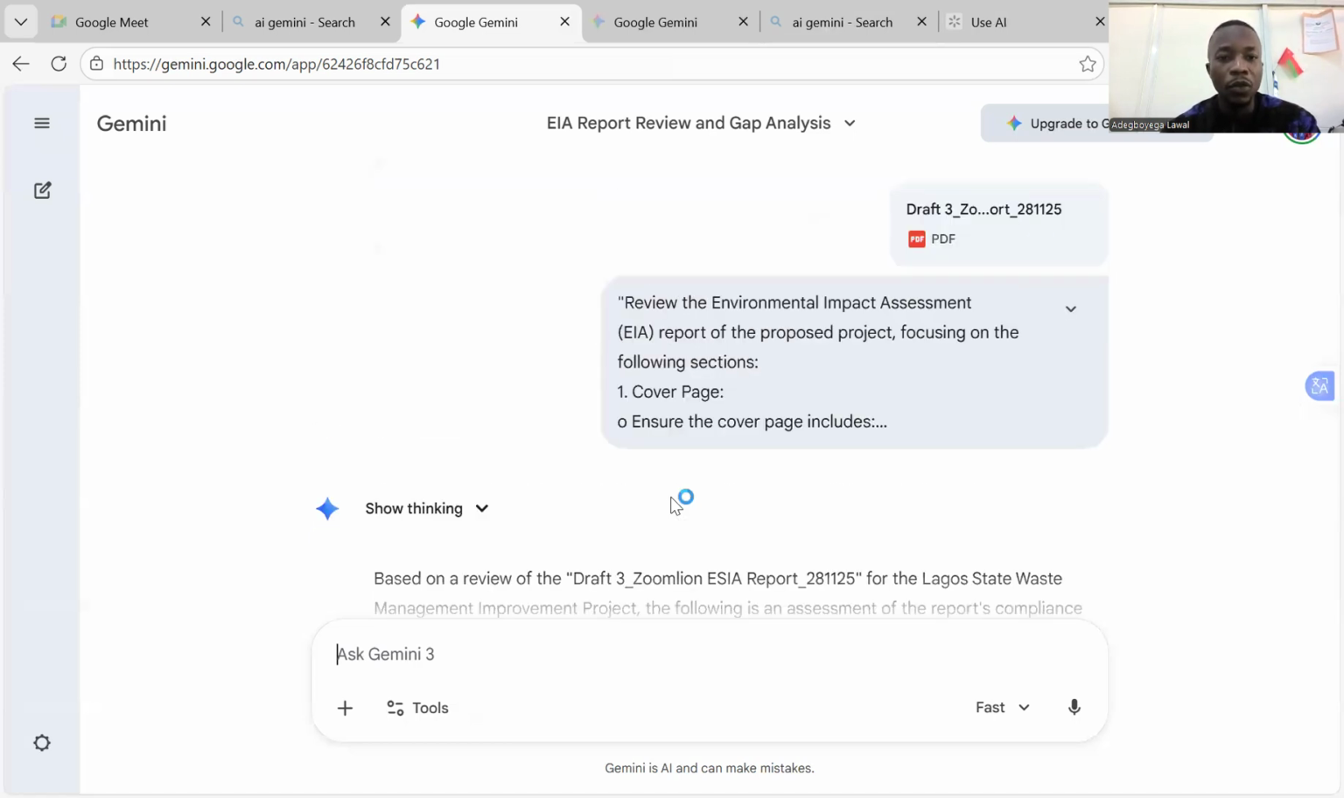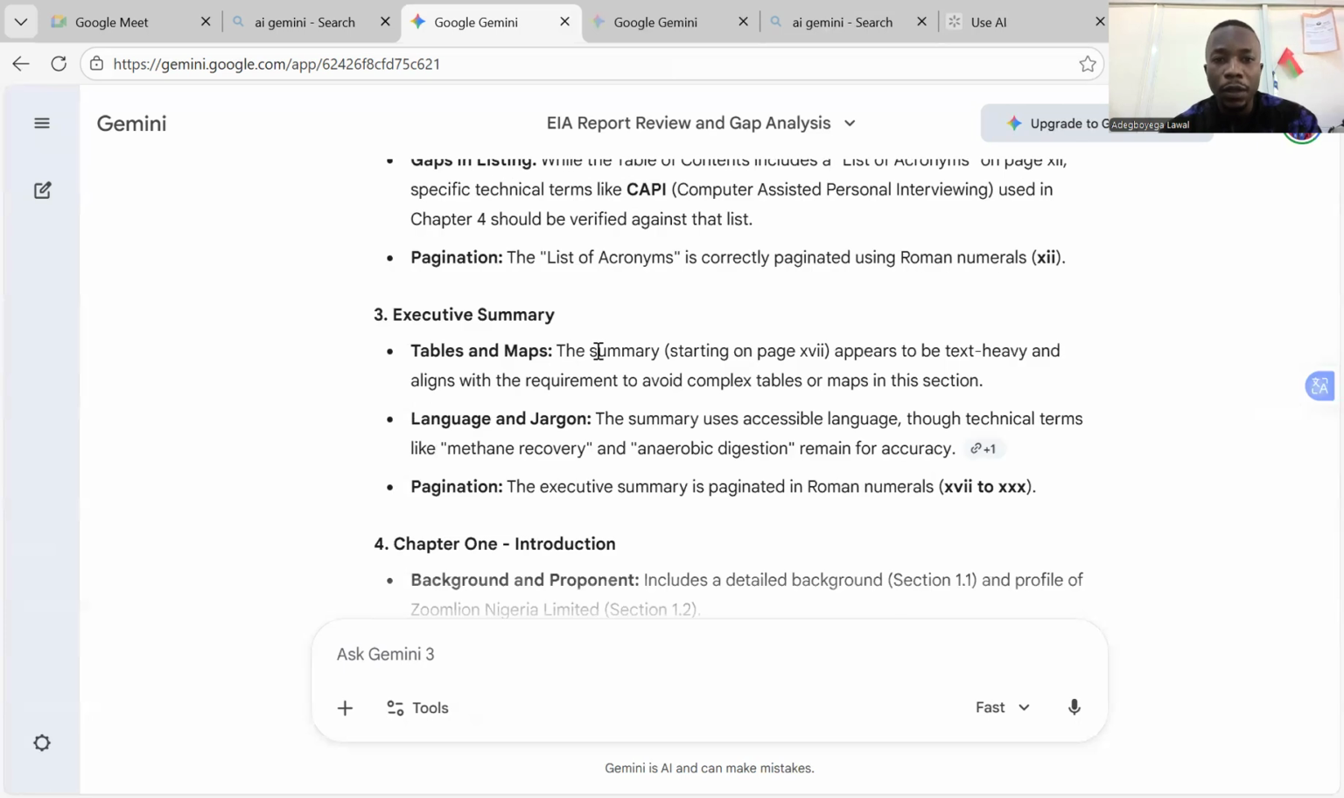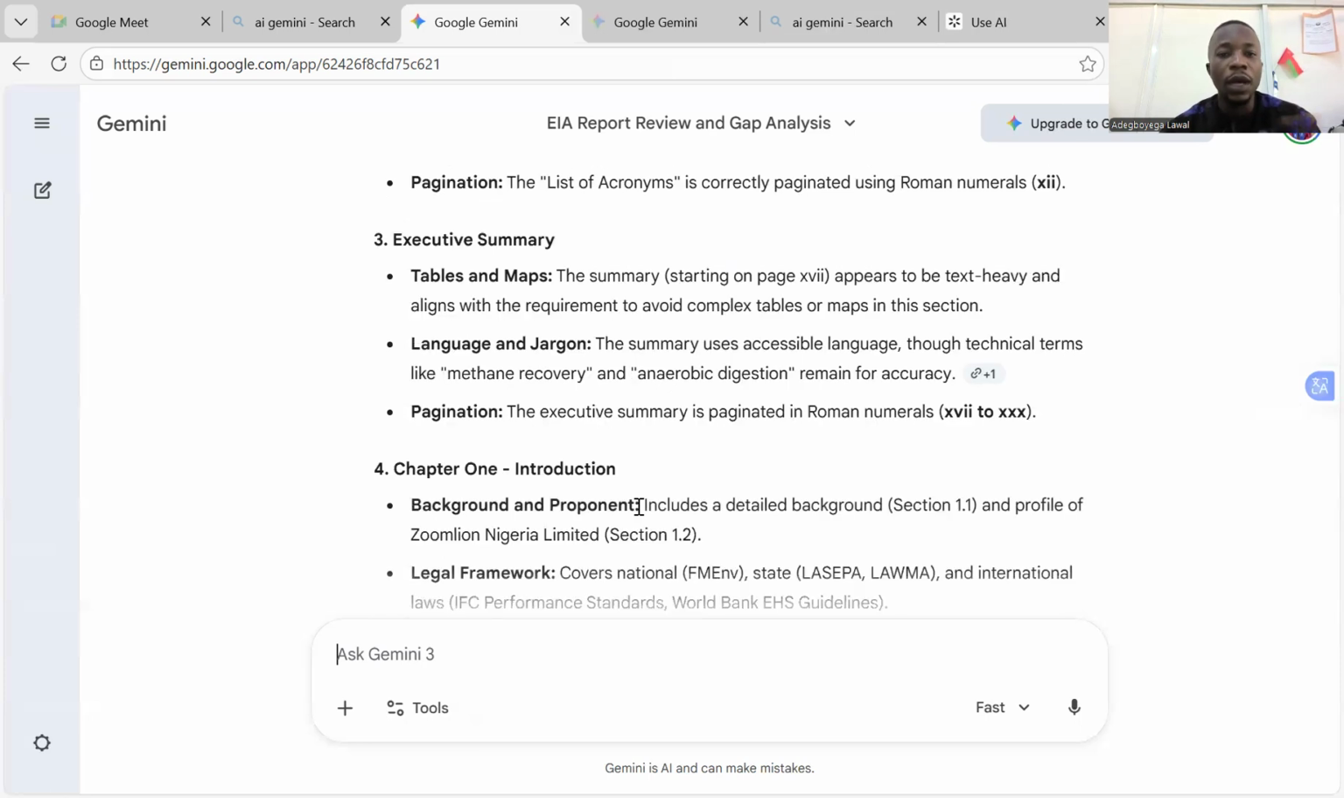Yeah, so back to executive summary. Tips and maps. The summary, starting from page XVI, appears to be text heavy and aligns with the requirement to avoid complex tables. All right, it's good. The summary is accessible. Pagination is there. So at a point in time, I was asking that, okay, this comment on the exec summary, I'm not satisfied with it. It's just a summary and it's not that rich.